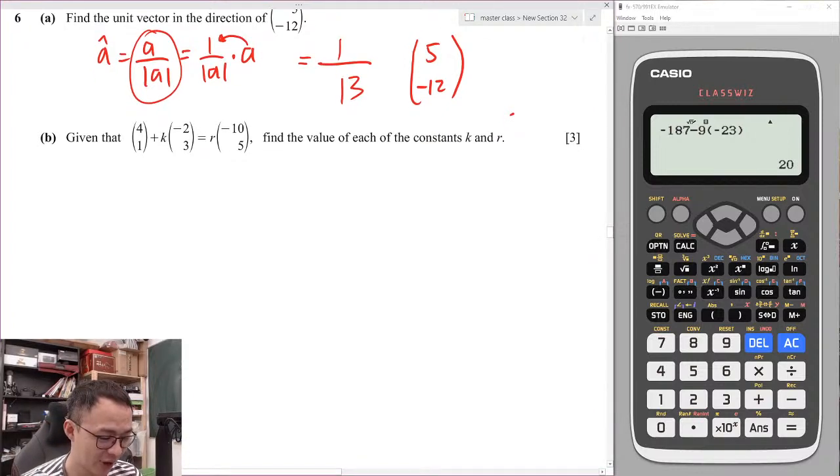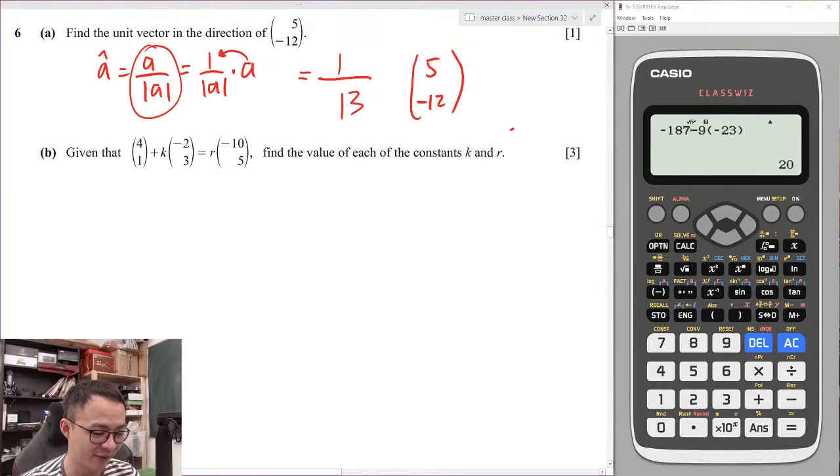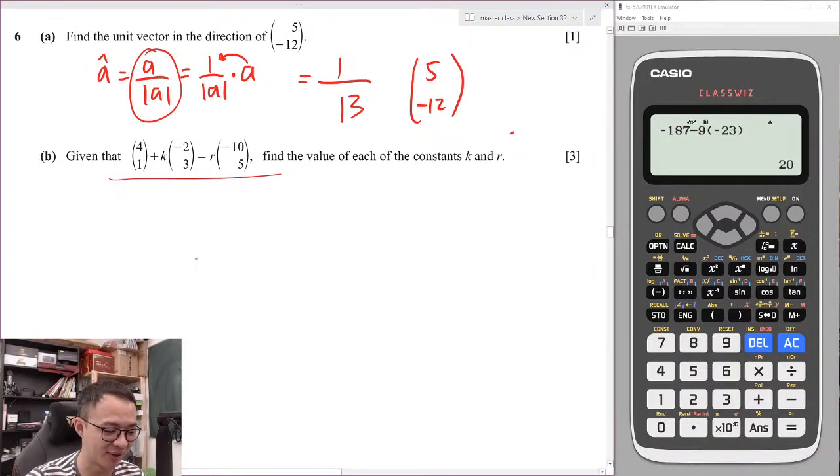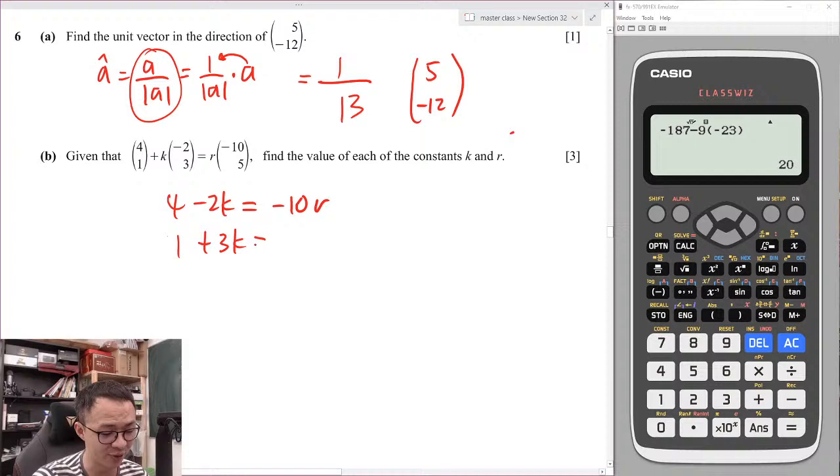Okay. Given that, this one is basically simultaneous, very easy. We focus on top level first, then we do the bottom level. So 4 minus 2k equals to negative 10r. Another one is 1 plus 3k equals to 5r. I prefer to use elimination method. So the second equation I times 2: 2 plus 6k equals to 10r.